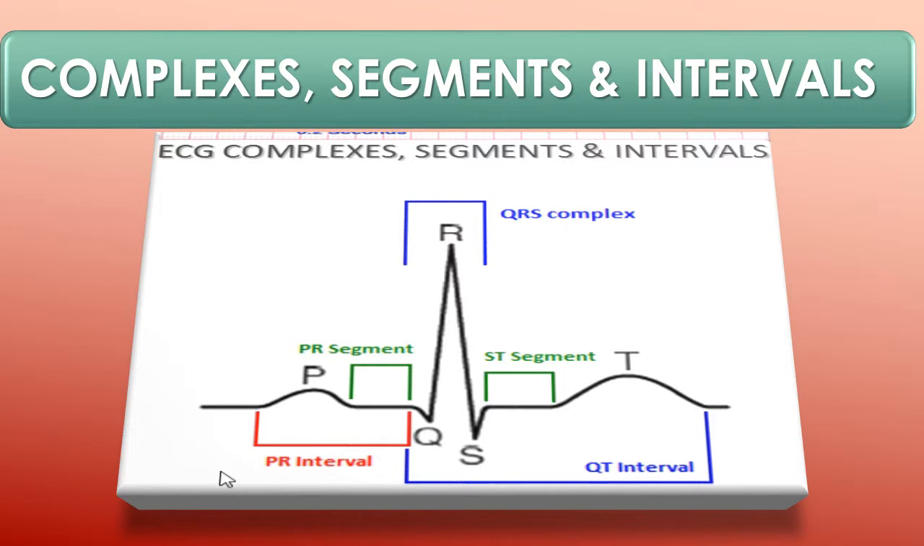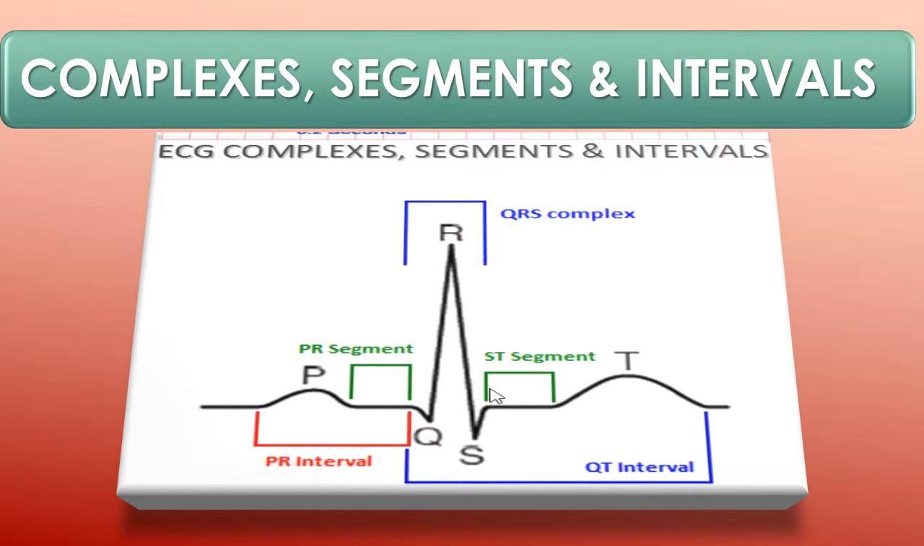Now I want to talk about the PR segment and the ST segment. The PR segment is an isoelectric line from the ending of a P wave right here to the beginning of a QRS complex right there. Remember the delayed electrical impulse through the AV node, then through the ventricular conduction to the Purkinje fibers? There is your PR segment.